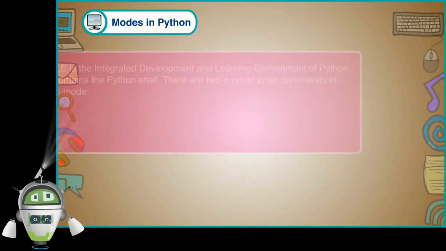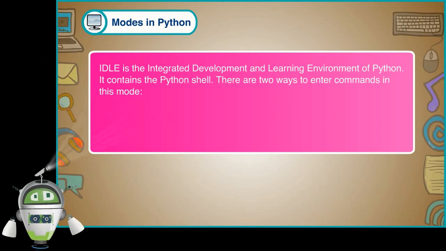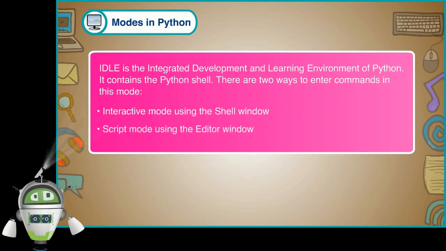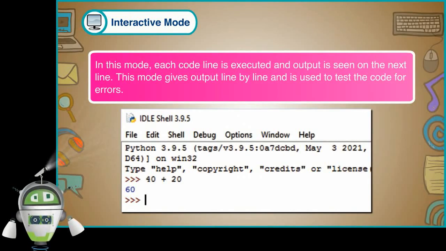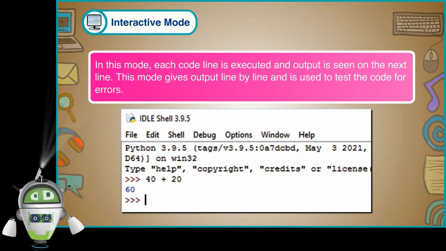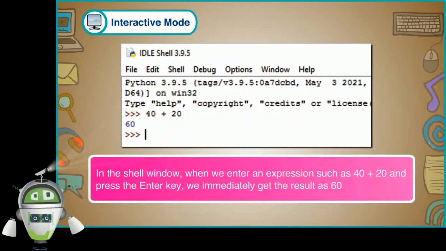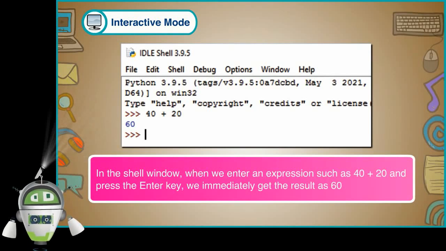Modes in Python. IDLE is the integrated development and learning environment of Python. It contains the Python shell. There are two ways to enter commands in this mode: interactive mode using the shell window and script mode using the editor window. Interactive mode. In this mode, each code line is executed and output is seen on the next line. This mode gives output line by line and is used to test the code for errors. In the shell window, when we enter an expression such as 40 plus 20 and press the enter key, we immediately get the result as 60.